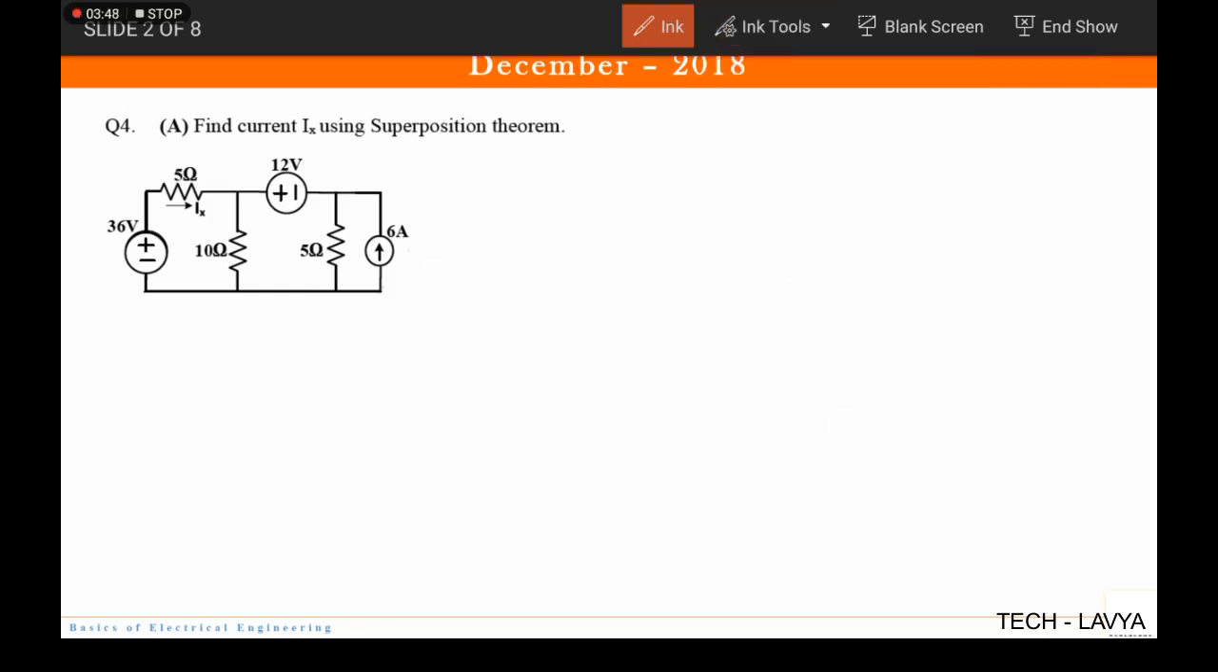Now let us erase it, and we will start with the second part. Let us consider the 12 volt source now. Here the 36 volt source will be replaced by a short circuit. Now we have a 12 volt source. Again the current source will be open circuited. So here we have 5, 10 and 5, and here 12 volts.